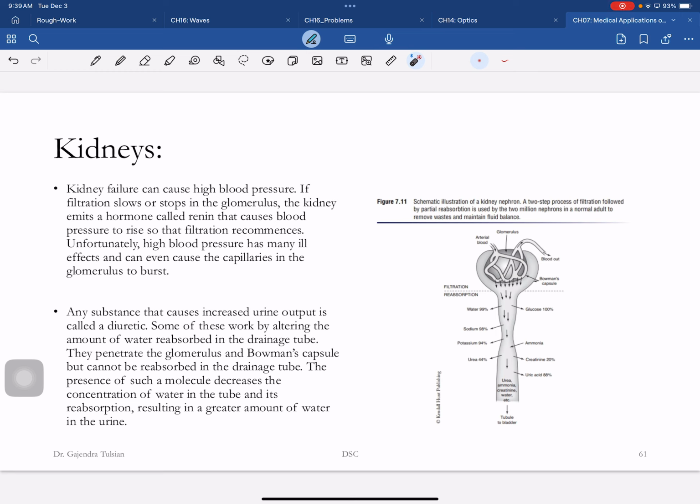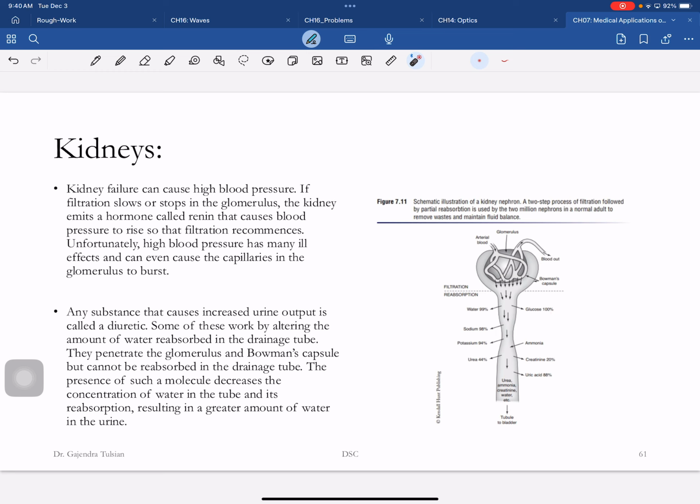So diuretics are such molecules. Any substance that causes increased urine output is a diuretic. Some of these work by altering the amount of water reabsorbed in the drainage tube. They penetrate the glomerulus but cannot be reabsorbed in the drainage tube. So a diuretic cannot be reabsorbed.